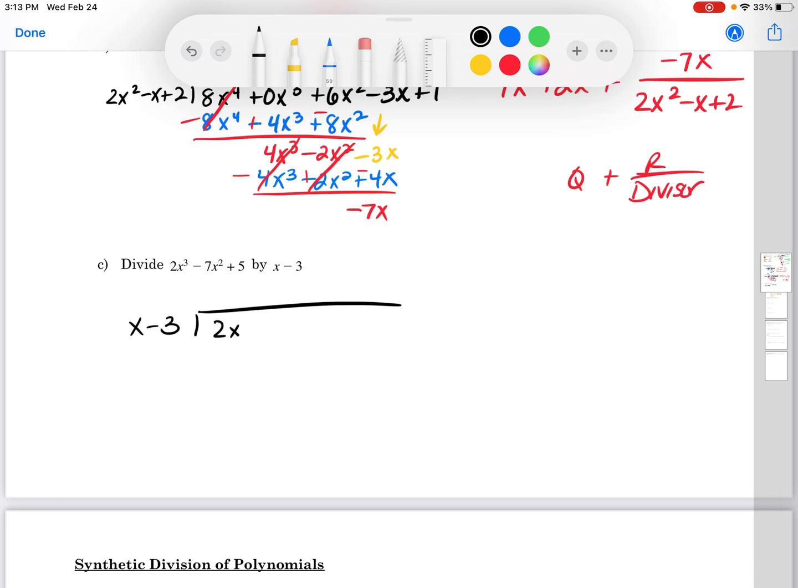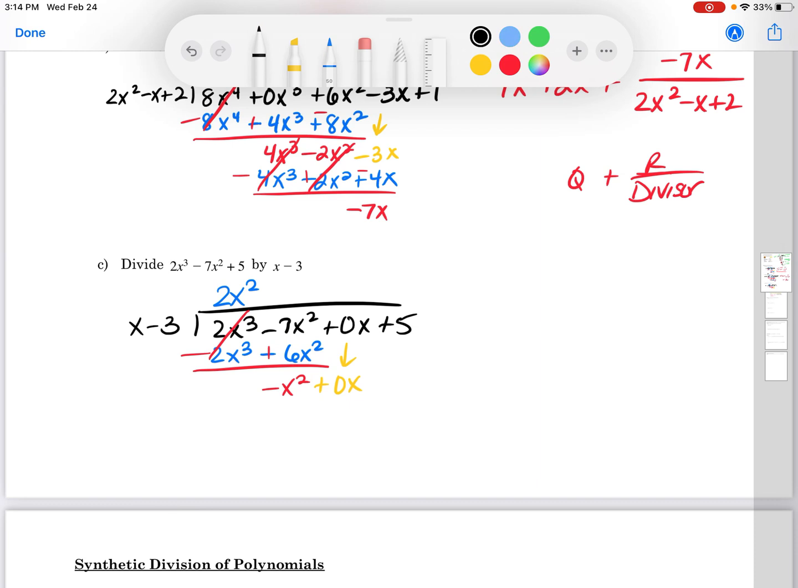So we have 2x cubed minus 7x squared. We need a placeholder for 0x plus 5. All right, so x goes in. That's 2x squared. We'll multiply out. That's 2x cubed minus 6x squared. And now we'll subtract, so negative x squared. We'll bring down the 0.